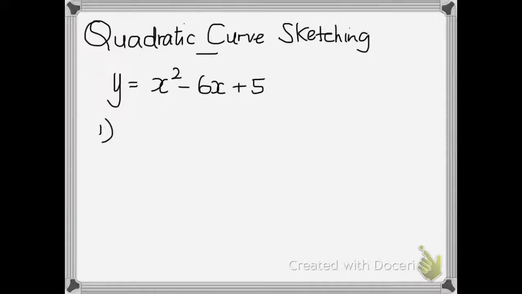It would be (x minus 3) squared, minus 4. Are you alright with that? How do you get 3? 6 divided by 2, as half of negative 6, right? So that's why it's a negative 3.